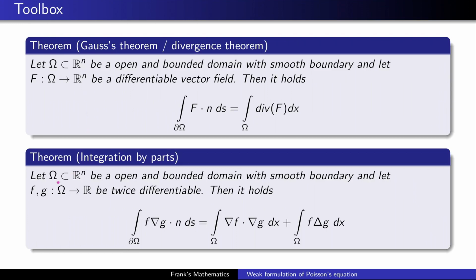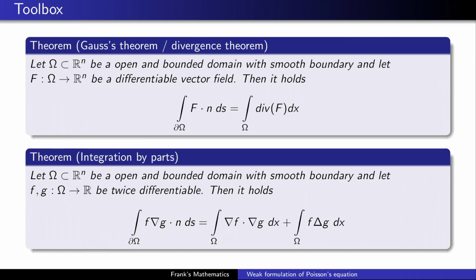Let's take a look at this. We have omega is again a bounded open domain with smooth boundary, obviously because we want to use Gauss theorem to prove it. And f and g now should be twice differentiable functions from omega to R. So the difference here is in Gauss theorem, f had to be a differentiable vector field, while in integration by parts, f and g only have to be normal functions, right?